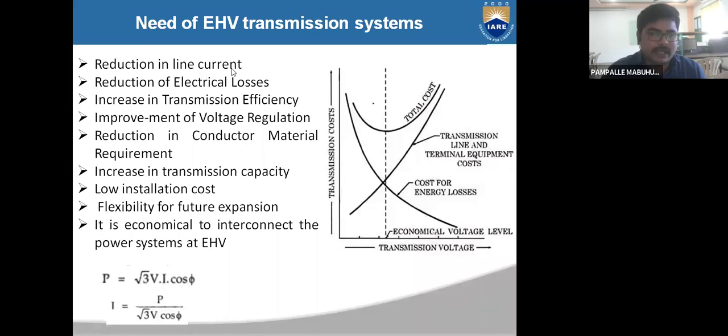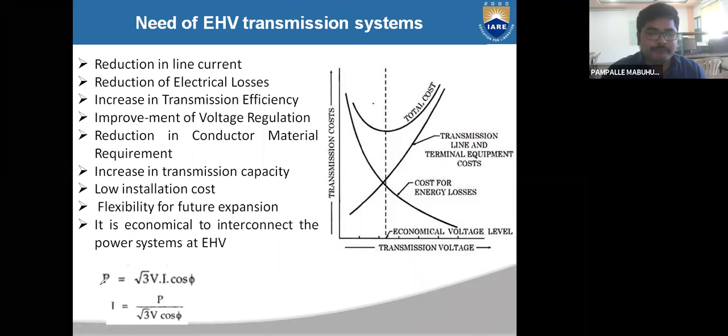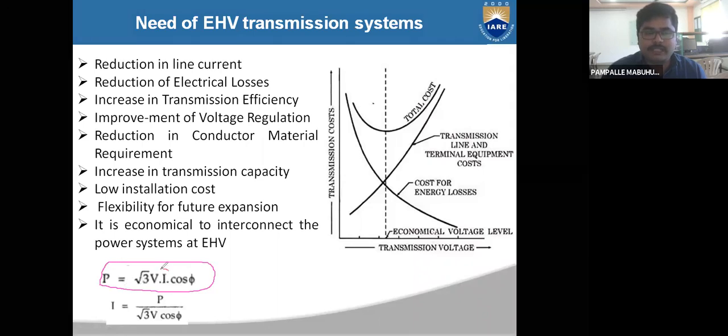How does it happen? Let us see. Here is the equation for three-phase power: P is equal to √3 VI cos phi. From this, if you take the current, I is equal to P by √3 V cos phi. From this relation, current is inversely proportional to the transmission voltage. If the transmission voltage is increased, the line current will decrease.